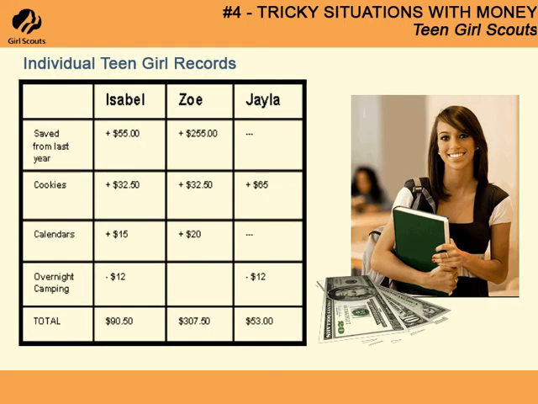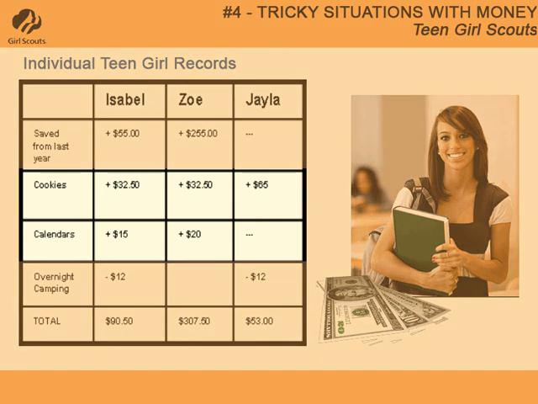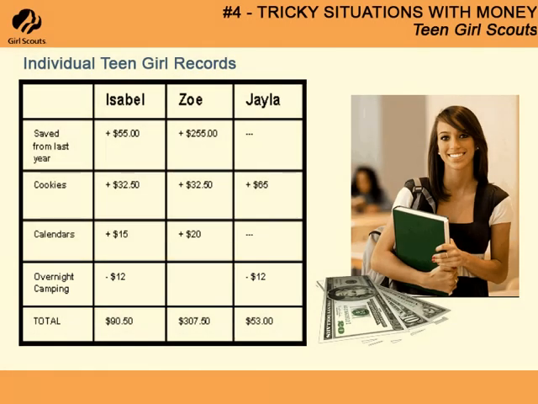Individual teen girl records are simple accounting sheets kept up to date by the teen advisor or by the girls themselves. Although all money is kept in one account, a chart can help track each girl's income, such as proceeds from a cookie or calendar sale, and expenses, such as the cost of trips, supplies, or program activities. Remember, the expenses for necessary adults should be factored into the girls' costs. Teen girls benefit directly from the income they generate. It's an important lesson to learn: you spend what you earn.